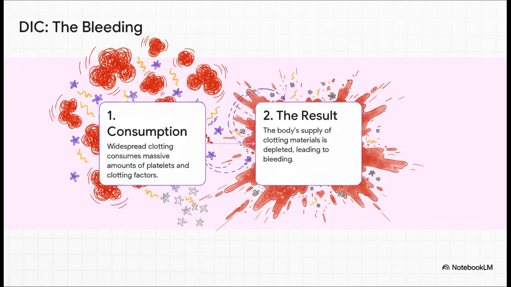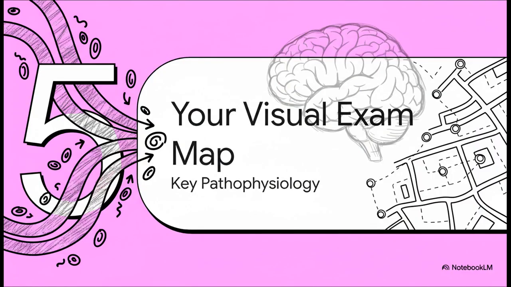And here it is. Here's the paradox. While the body is going crazy, making all these tiny clots, it's using up, consuming, all of its platelets and clotting factors. It's burning through the entire supply of materials you need to stop real bleeding. So then, when a genuine bleed happens somewhere, the warehouse is empty. There's nothing left in the tank to form a proper clot. And the result is catastrophic, uncontrolled bleeding. The clotting literally causes the bleeding. It's wild.